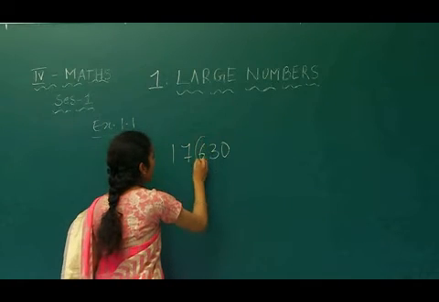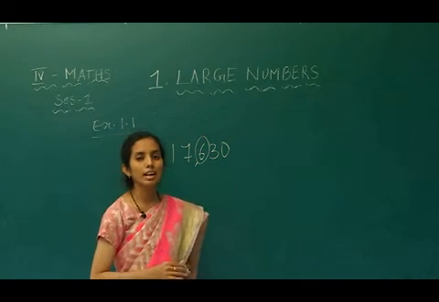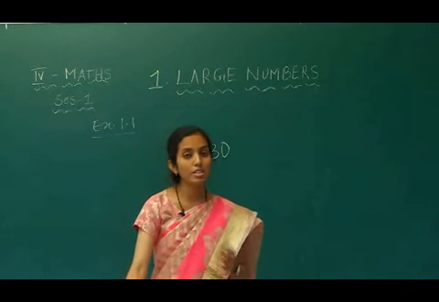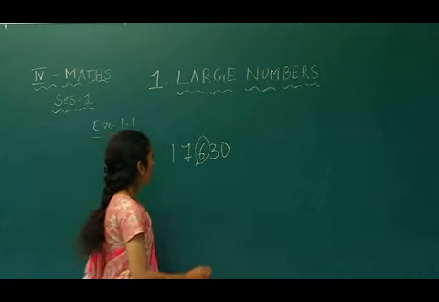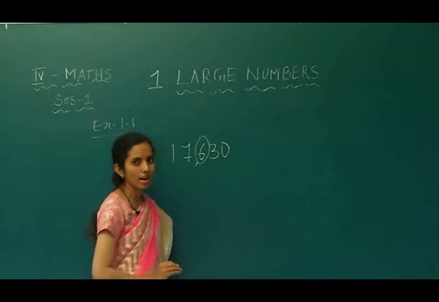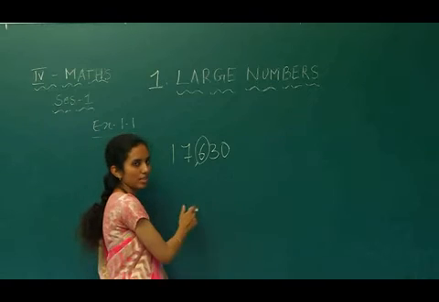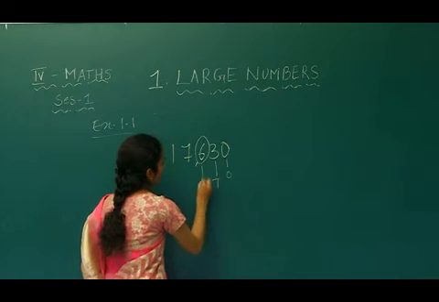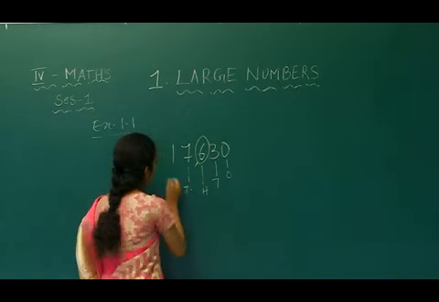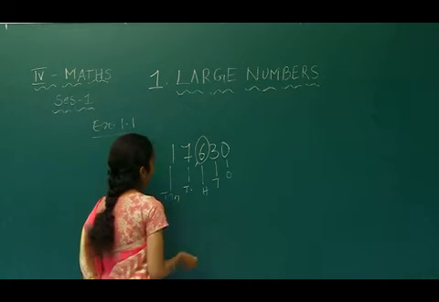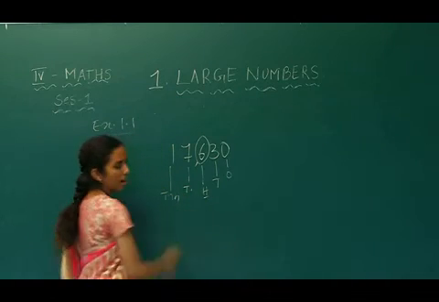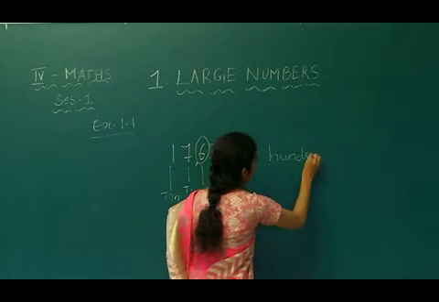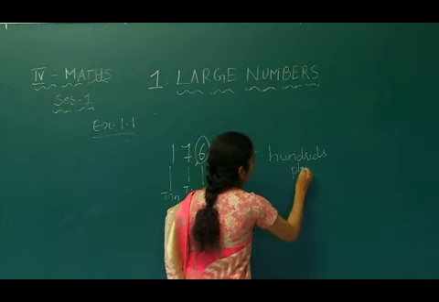17,630. 6 is given in pink color. So what is he telling? He is telling that the highlighted number's place value should be written. How can we write the place value? By drawing the place value chart, that is putting a box: ones, tens, hundreds and thousands. Otherwise count here: ones, tens, hundreds, thousands and 10,000s. So here the 6 is in hundreds place. So what is the place value of 6? It is in hundreds place. 6 is in hundreds place.